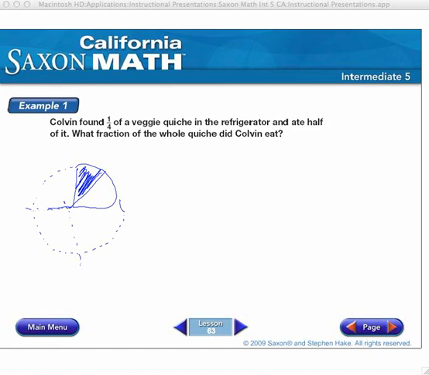Well, if I was to take all of my 1/4s and cut them into half, I would now have 1, 2, 3, 4, 5, 6, 7, 8 pieces. So he ate 1 of those 8ths. So how do I show that in a multiplication problem?